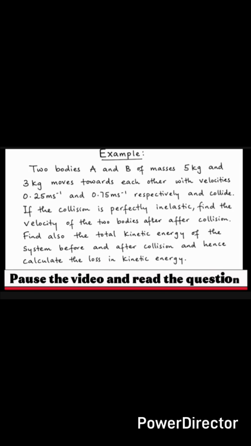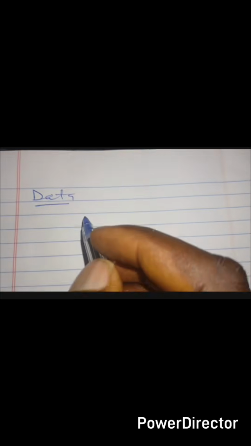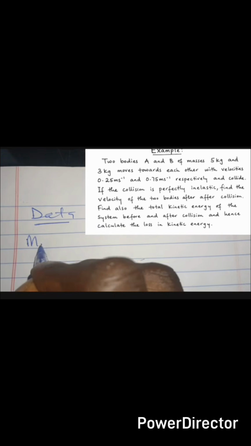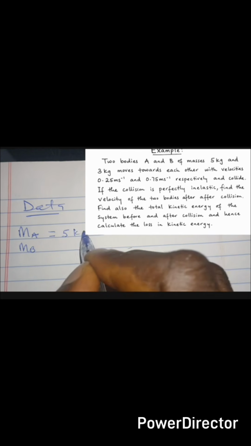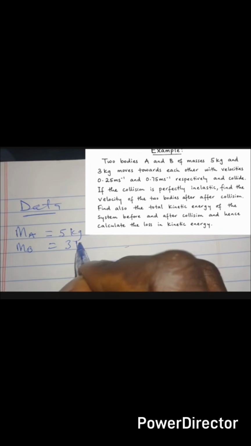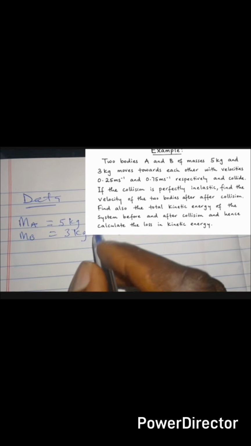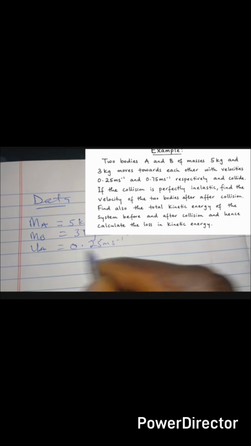It's question time! Two bodies of mass, so mass of body A, mass of body B. First one is 5 kg, second one is 3 kg. For the velocities, 0.25 and 0.75 respectively. So the velocity of body A is 0.25 meters per second, and the velocity of body B is equal to 0.75 meters per second.